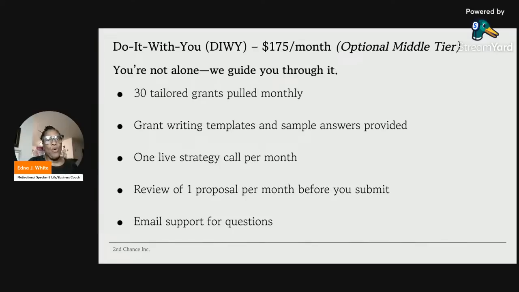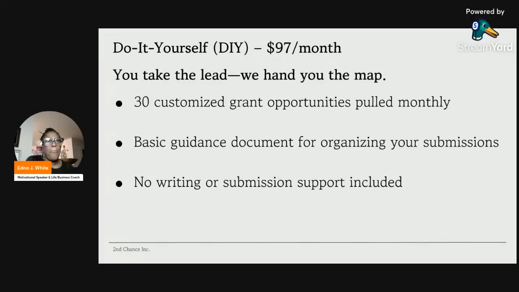The Do It With You program is $175. Okay? You're not alone. We guide you through it with 30 tailored grants pulled monthly. We walk you through 1 to 2 of them, teaching you how to do it yourself. And then we help you. We give you grant writing templates with sample answers provided. And we do 1 live strategy call per month. We review one proposal per month before you submit it. And you do have email support for questions.